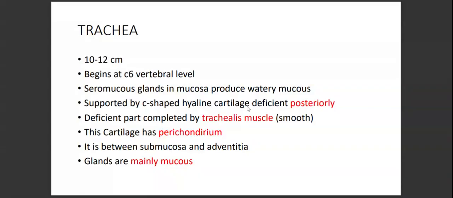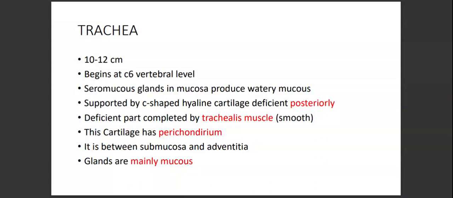So meaning one side is deficient. The side that is deficient is the posterior side. So on the posterior side, this hyaline cartilage is deficient, and this is where the trachea is opposed to the esophagus. So why is it important that this cartilage must be deficient posteriorly? This is to allow the esophagus, since the esophagus is just behind the trachea.